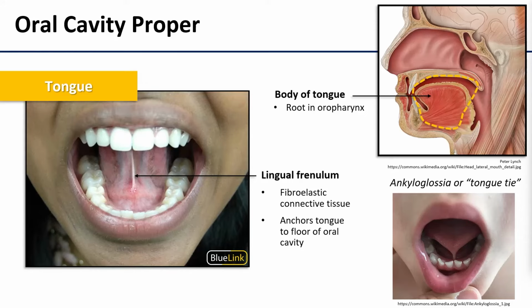It's anchored to the floor of the mouth by the lingual frenulum, which is also made up of fibroelastic connective tissue, just like the labial frenula that we saw for the lips. Now, normally, this is going to anchor the tongue down without impeding its movements, but on occasion, it can grow too large or attach too anteriorly along the tongue's length. When you have a condition like that, it's called ankyloglossia, but it's more commonly referred to as a tongue tie.